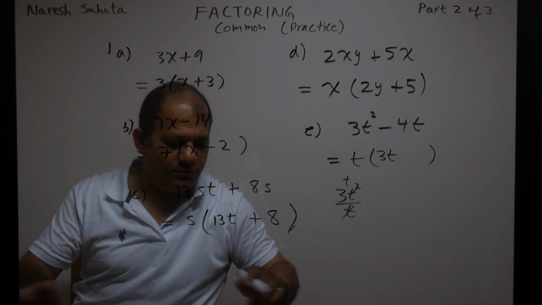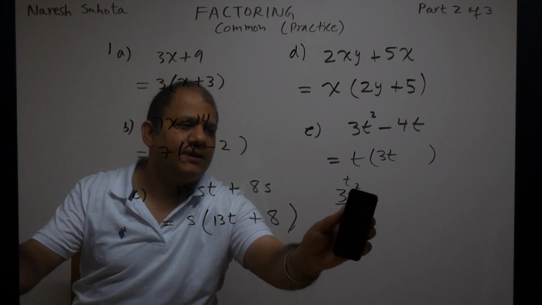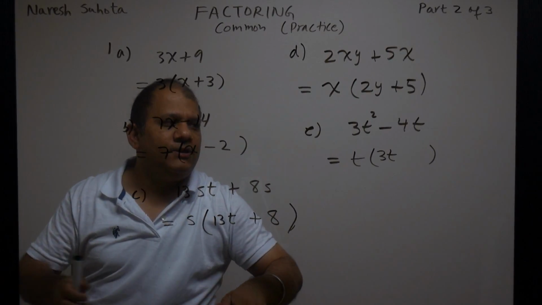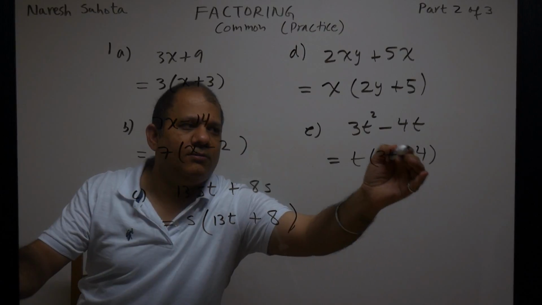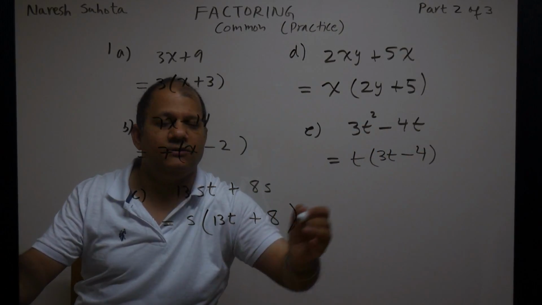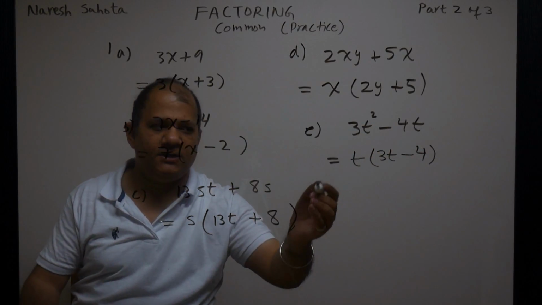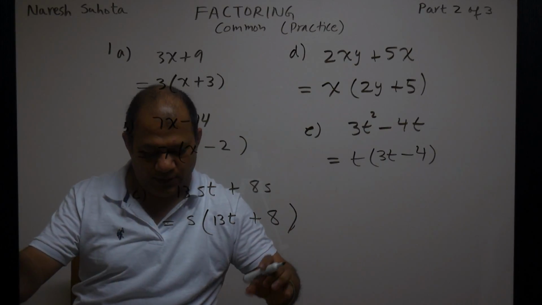Now, okay, I'm going to erase it. So now t times what gives me 4t? So that's going to be 4, but I want minus 4t, so this is going to be minus, right? So that's all there is to that one.